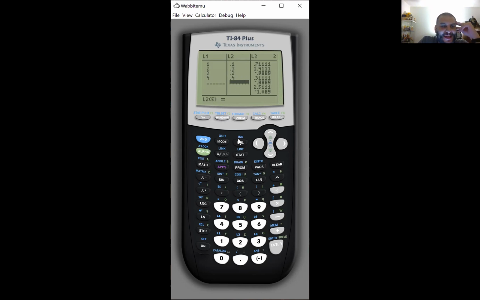Perfecto. All right. So now what you want to do, you want to hit the stats button again, and you want to move it over where it says calculate. And if you look at number 1, we're going to do 1 bar stats.